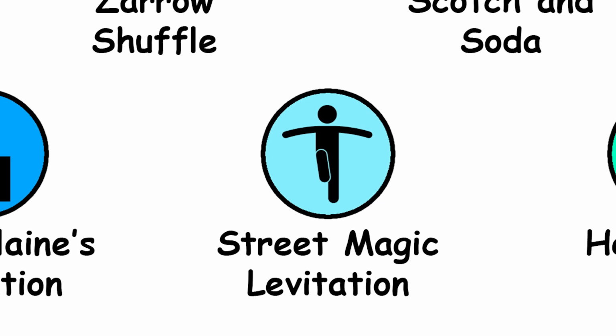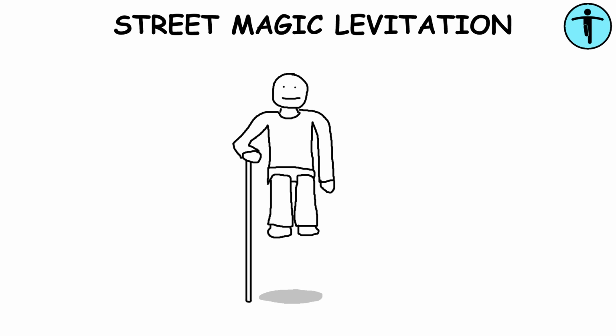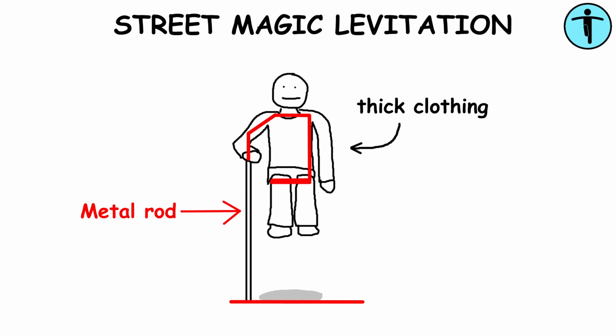Street Magic Levitation. The magician appears to be balancing himself and levitating in the air with just a small stick. In reality, the stick is actually a metal rod that is connected to a seat the magician can sit on. The magician wears thick clothing to hide the seat.